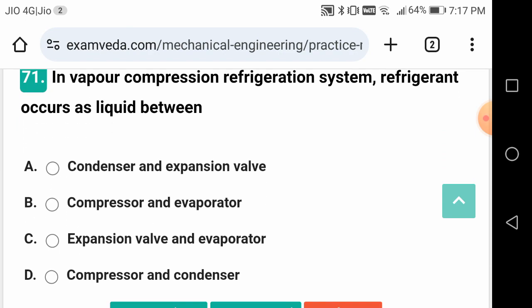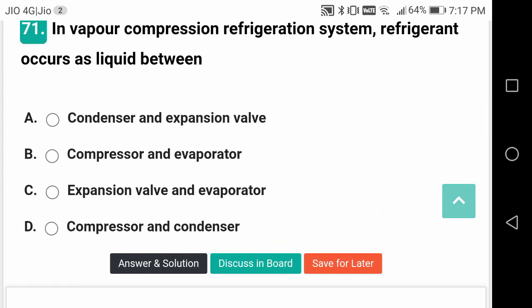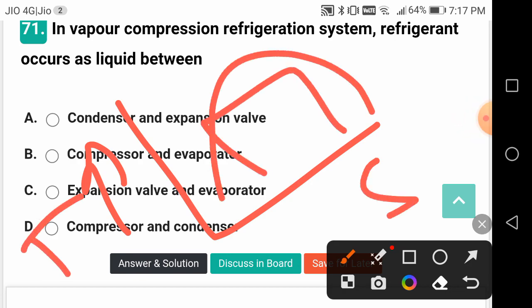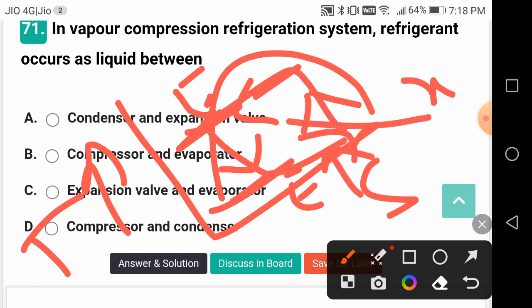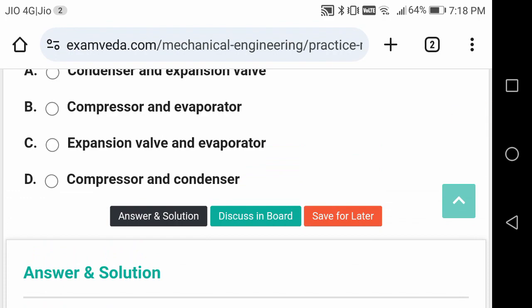In a vapor compression refrigeration system, the refrigerant occurs as liquid between which two components? Expansion valve and evaporator. This is your TS diagram, friends. So it is going to be liquid here, right? Expansion valve and evaporator. After the evaporator, it will be vapor. After taking the heat, it will become vapor. Between compressor and condenser, it will exist as vapor, but liquid between expansion valve and evaporator.